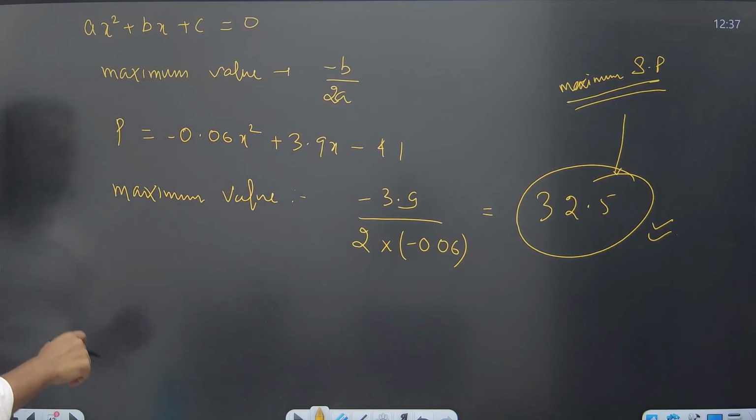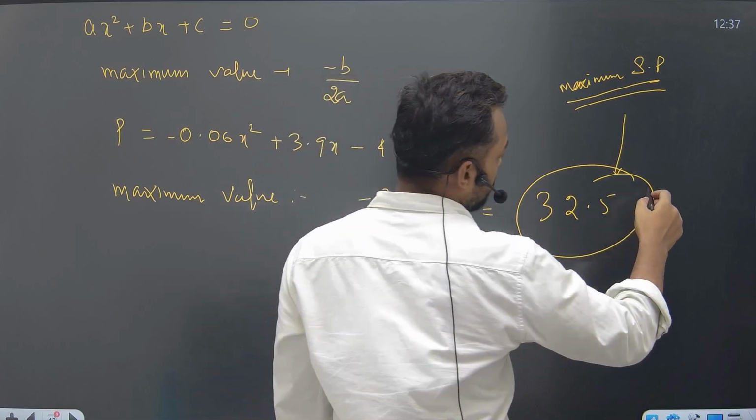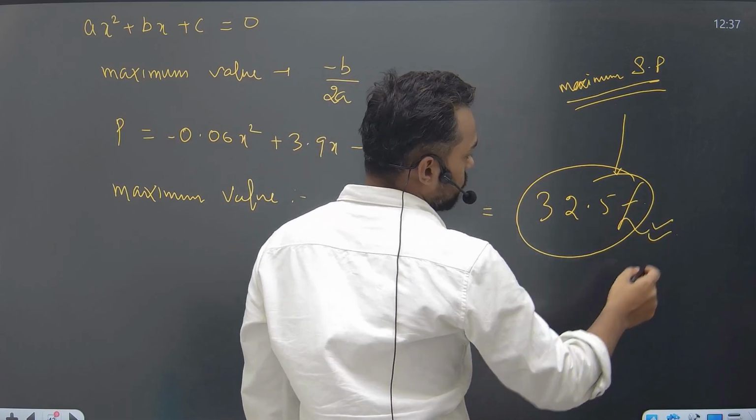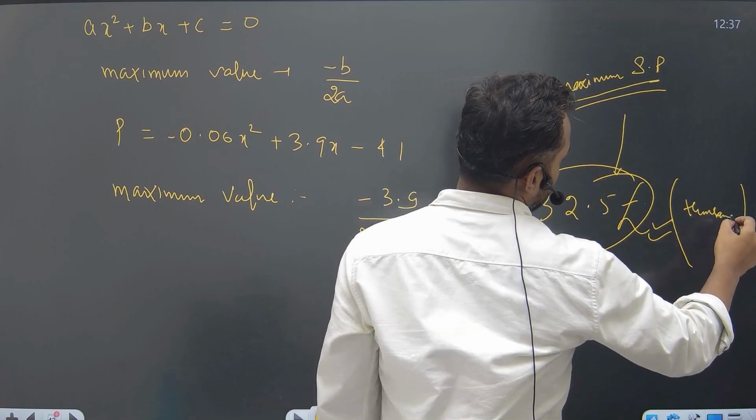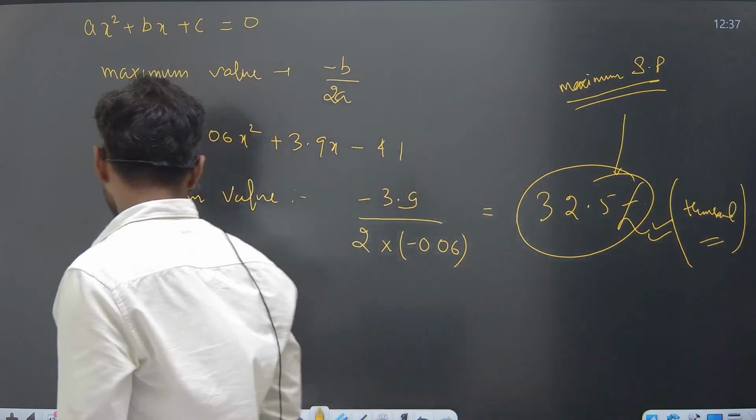So this is 32.5. It is thousands of pounds, students, don't get confused. It is in the 1,000 pounds.